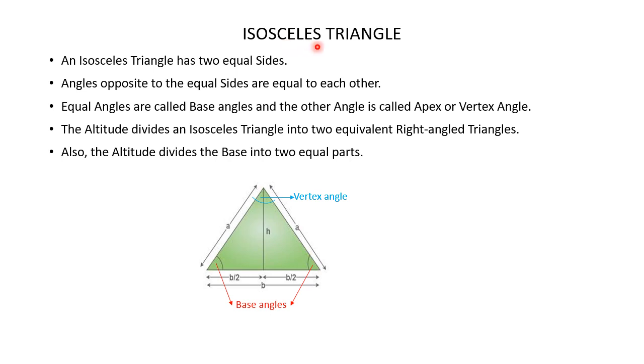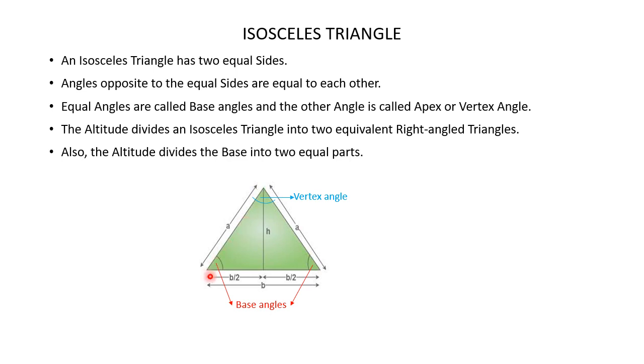Let's now look at the properties of an isosceles triangle. An isosceles triangle has two equal sides. Angles opposite to the equal sides are equal to each other. Equal angles are called the base angles and the other angle is called the apex or vertex angle. The altitude divides an isosceles triangle into two equivalent right-angled triangles. Also, the altitude divides the base into two equal parts. Now let's understand all these properties with the help of this diagram.